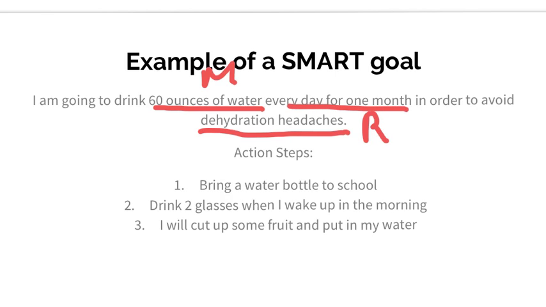Every day for 1 month is going to make this goal timely. So at the end of 1 month, whether it's on a calendar or in a journal, we are going to track and see how we are making our progress towards 60 ounces of water every day for 1 month. And then obviously we have clearly labeled and listed our action steps. So this would be how we plan on attaining this goal.